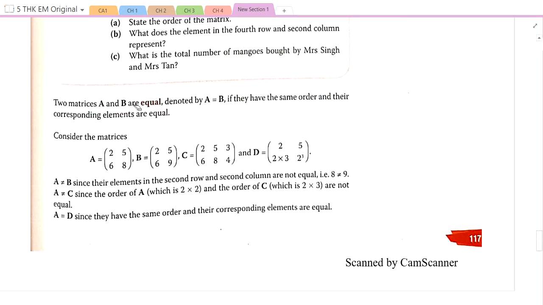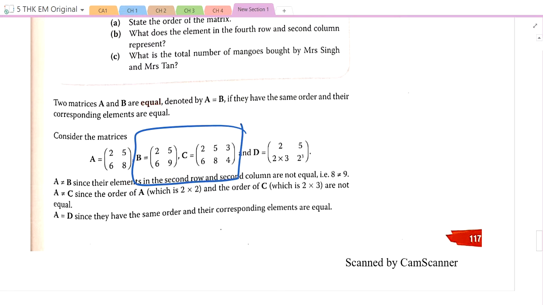So now, let us look at A and B. Are they equal? Why not? Okay, so in row 2, column 2, they have different elements, right? Do they have the same order? Yeah, they have the same order, but that's not enough. Okay, let's compare B and C.